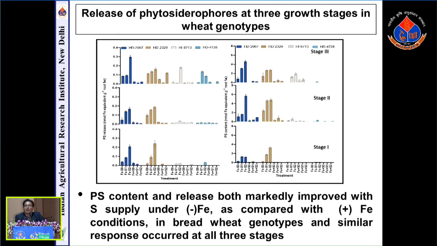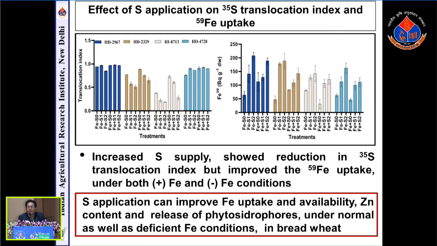These are data on the release of phytonutrients, and it was found that the content as well as the release of phytonutrients both markedly improved with the application of sulfur under the minus iron conditions as compared to the sufficient iron conditions in bread wheat genotypes, and a similar response occurred at all 3 stages in the plants.